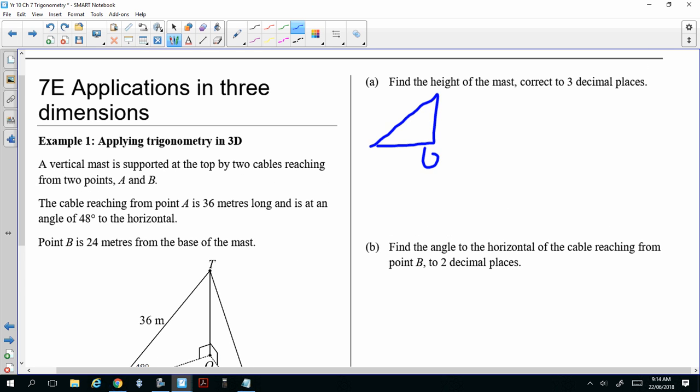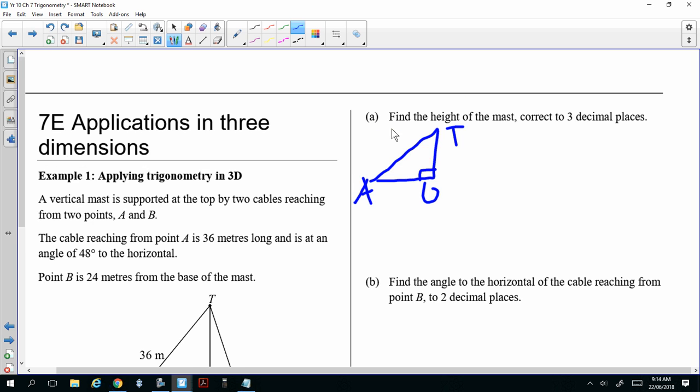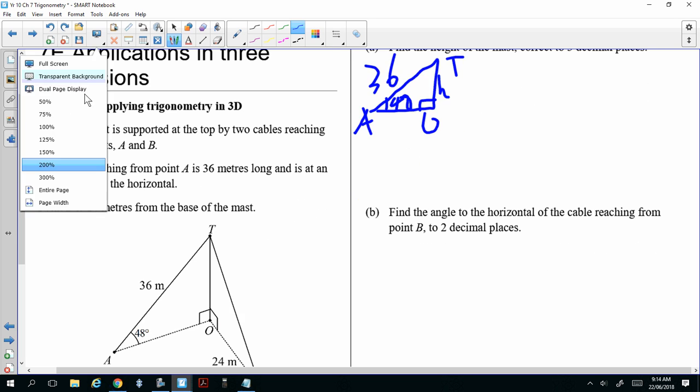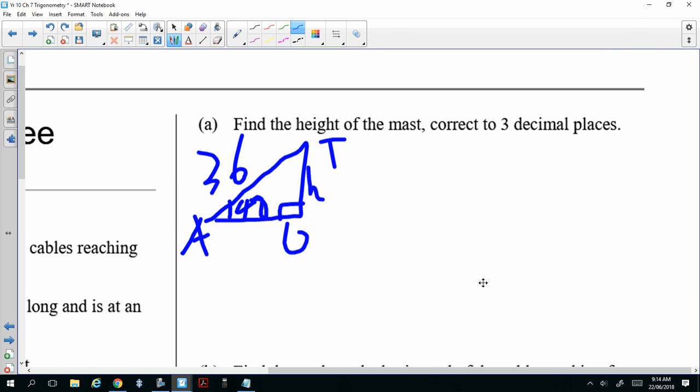So by using this triangle, OTA, you can work out the height. Let's call the height H. And the angle is 48. So now you're going to use trigonometry to work it out. In this case, the appropriate trigonometric ratio will be sine. So write sine 48 equals H over 36.